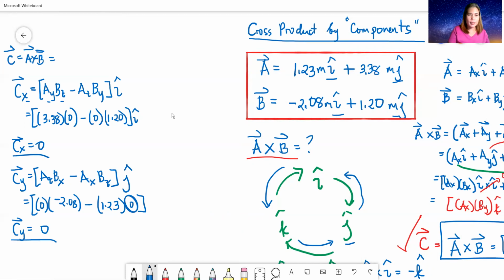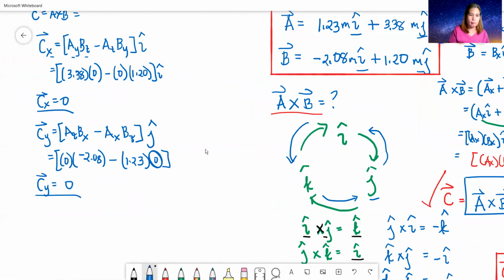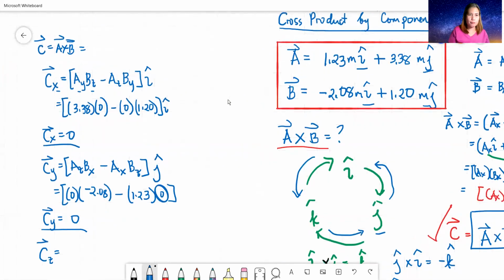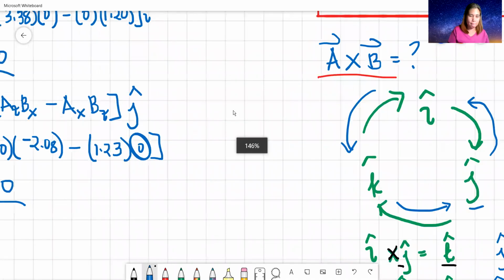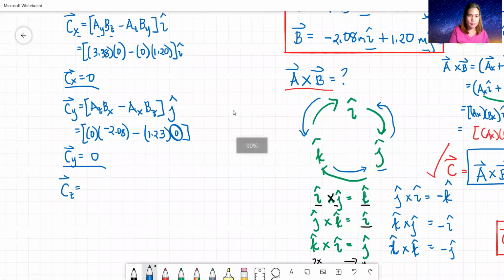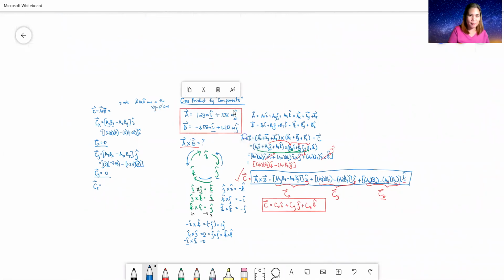And then, finally, the Z component na inaasahan natin, we are expecting that the cross product of A with B will be in the Z axis because A and B are on the XY plane. So the only unoccupied axis is the Z. Kaya yun ang inaasahan natin. Let's validate. Whoops! Ay! Lumiit yata. Sorry guys.